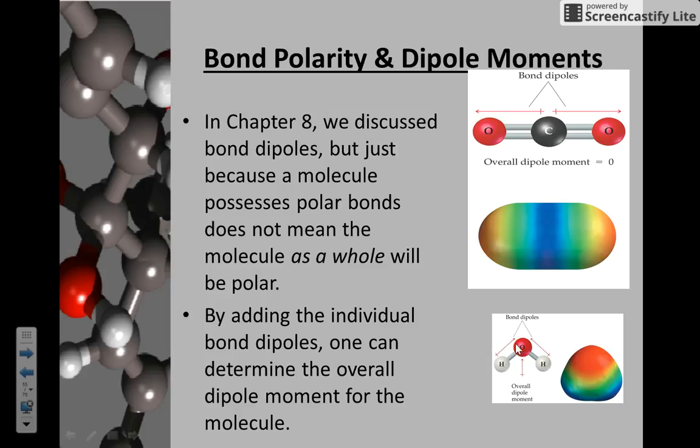Now, in water, because water is a bent molecule, because you have the extra lone pair of electrons sitting here and here, when you draw the vectors, the arrow points towards your most electronegative element, indicating that it's pulling the electrons towards it. Oxygen is going to get a partial negative charge because there's two arrows pointing towards it, and hydrogen gets a partial positive charge here and a partial positive charge here.